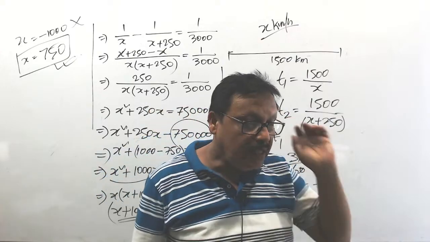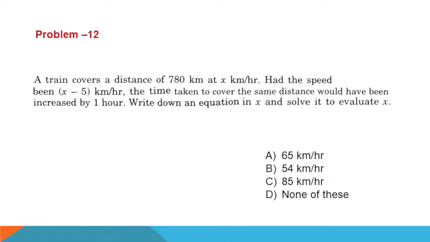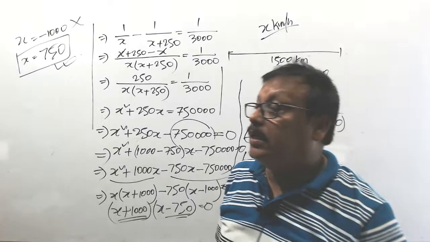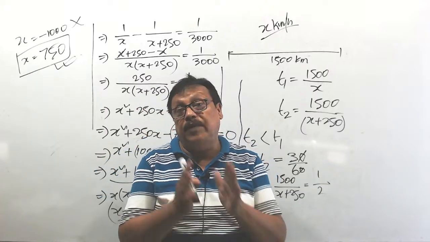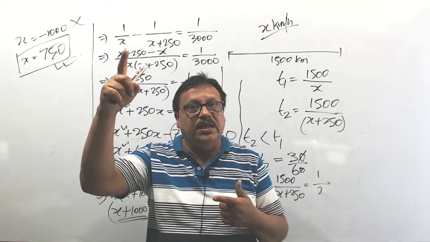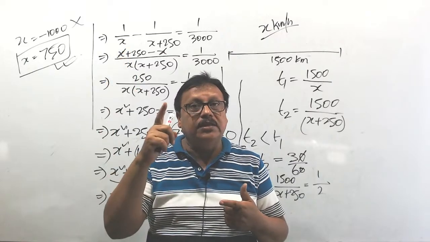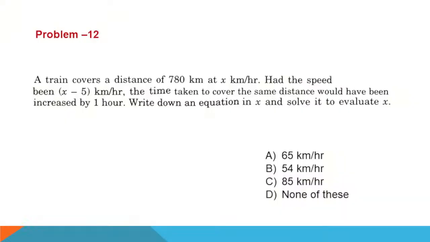Okay. Now, what is the next one? What is the last problem? A train covers a distance of 780 km at x km per hour. Had the speed been x minus 5 km, what does it mean? It is already given in the problem. x minus 5 km means the train reduced the speed by 5 km per hour. That means more time will be taken in the second case than at the usual speed.